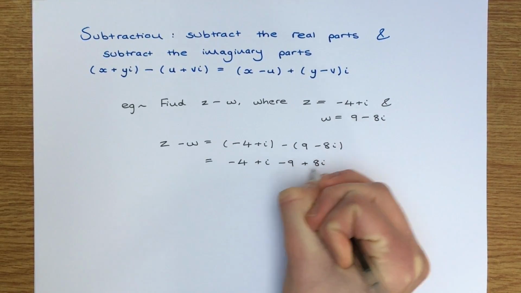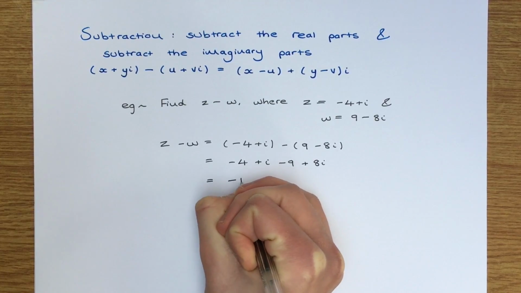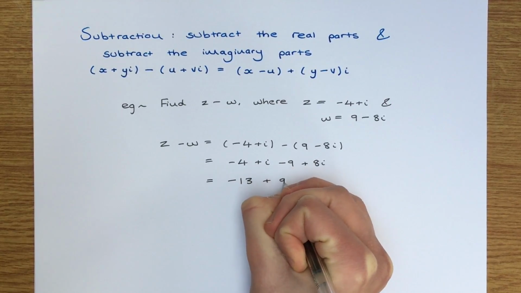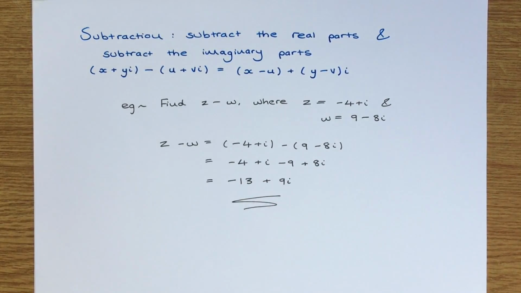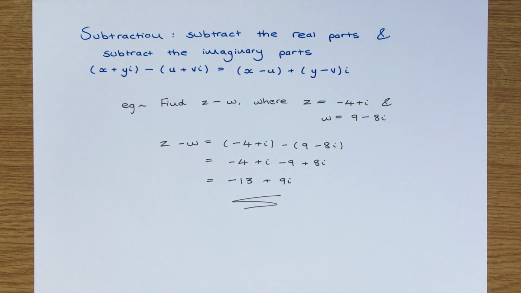And then for the real parts we've just got minus 4 minus 9, which is minus 13. And then for the imaginary parts, i add 8i is 9i, giving z minus w to be minus 13 add 9i.